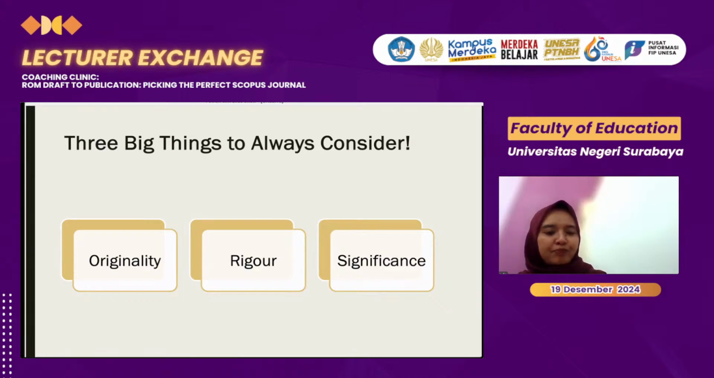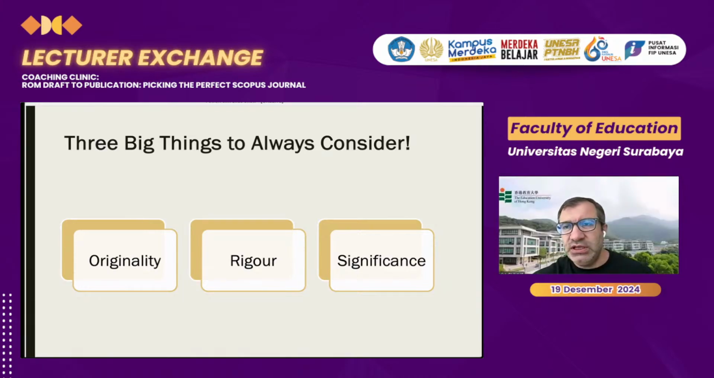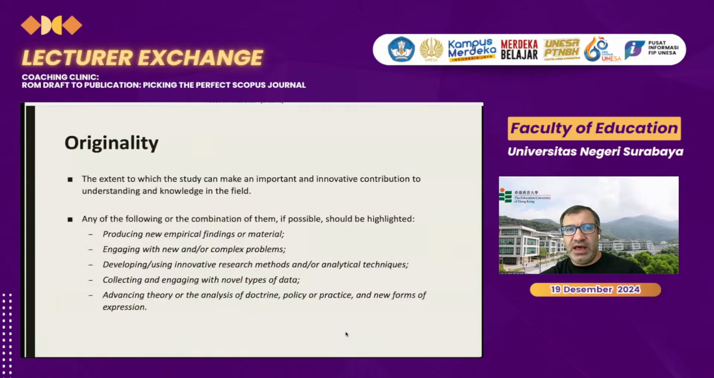So I listed here the most important three things that people pay attention to in academic writing: originality, rigor, and significance. And like all of these things, you have to check your articles against them. You need to look at whether my work is original, and whether my work has the rigor to be published in a good journal.